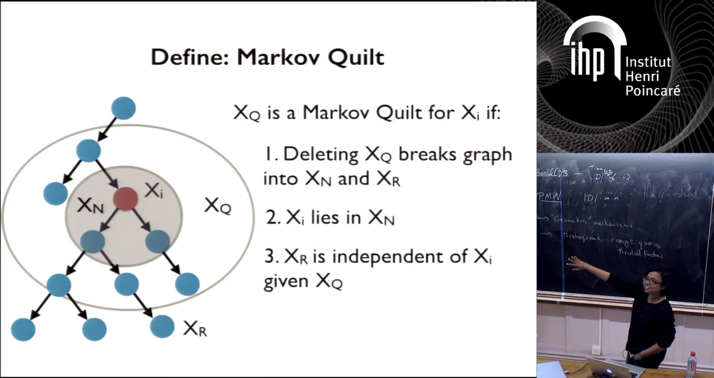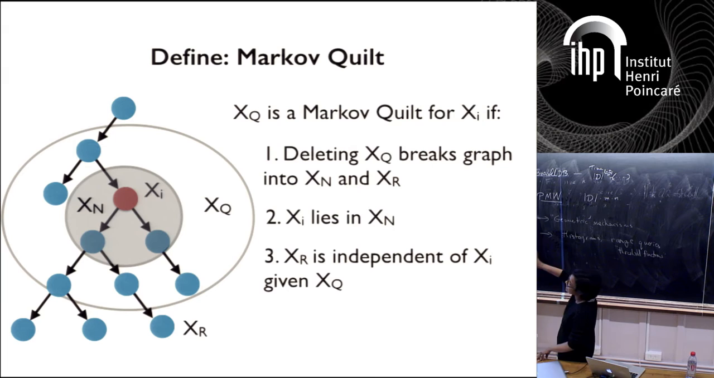XQ is a Markov quilt if deleting XQ, so let's say XQ is a set of nodes, here this ring, breaks up the graph into XN and XR. Think about XN as the local part, the inside, XQ as the boundary, and XR as the outside. So Xi lies in XN, and the rest, XR, is independent of Xi, conditioned on XQ. The difference from the Markov blanket is that there are also some extra nodes in XN that you're not making a statement about. So the Markov blanket would be a really tight Markov quilt, with nothing else in the inside set. Okay, that's just the difference.